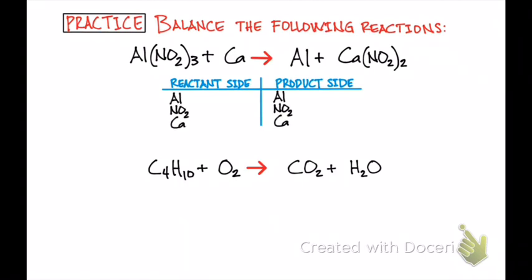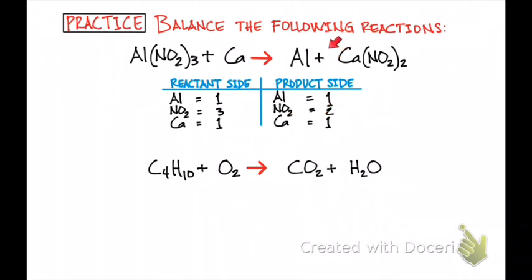So we have 1 aluminum on the reactant side, 3 nitrite ions, and 1 calcium. On the product side, we have 1 aluminum, 2 nitrite ions, and 1 calcium. So the easiest way to do this is to balance out the number of the polyatomic ions first. So here you can see that we have 2 on the right and 3 on the left.